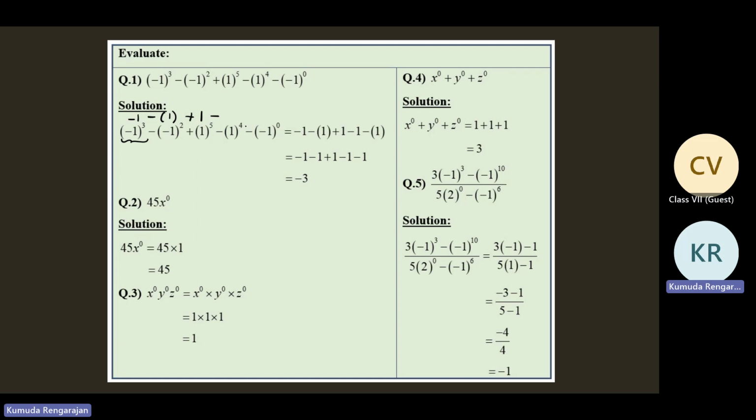Minus, what is 1 raised to the power 4? 1. Minus, what is -1 to the power 0? Anything to the power 0 is 1, right? Yes, ma'am. Anything raised to the power 0 is 1. So 1.